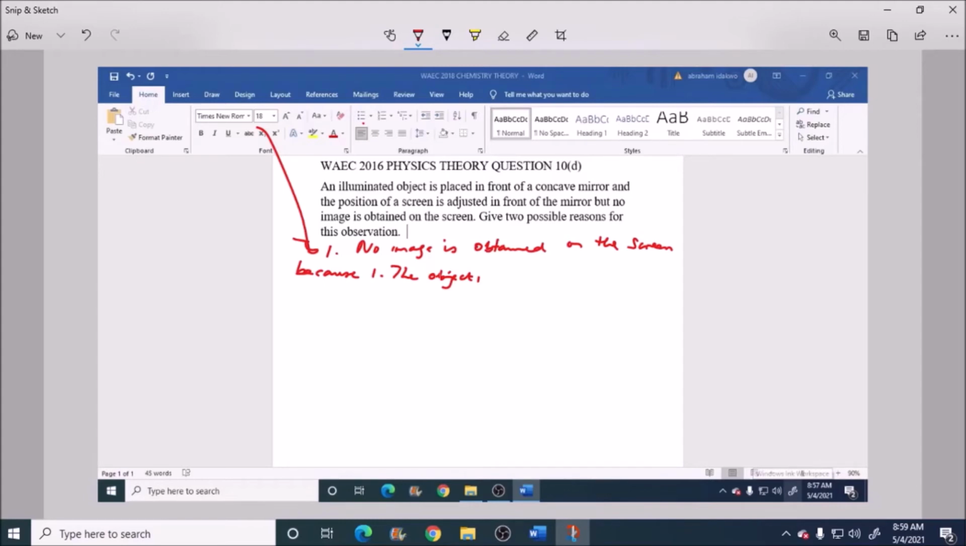Okay. Number 2, the object is placed at focal point. It's placed at the focal point of the mirror.